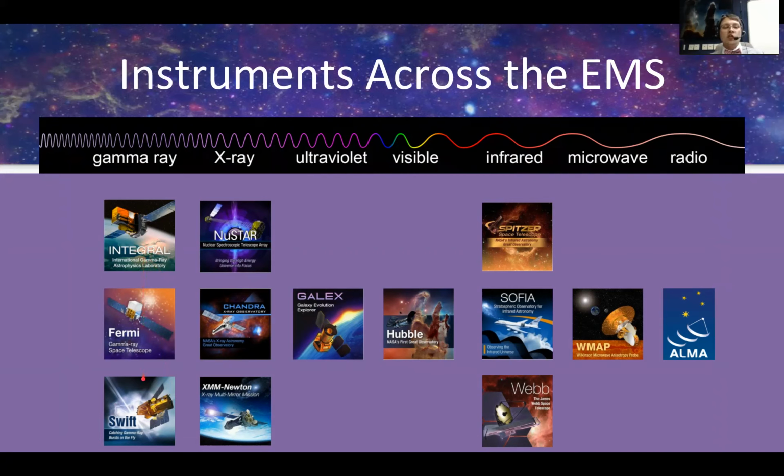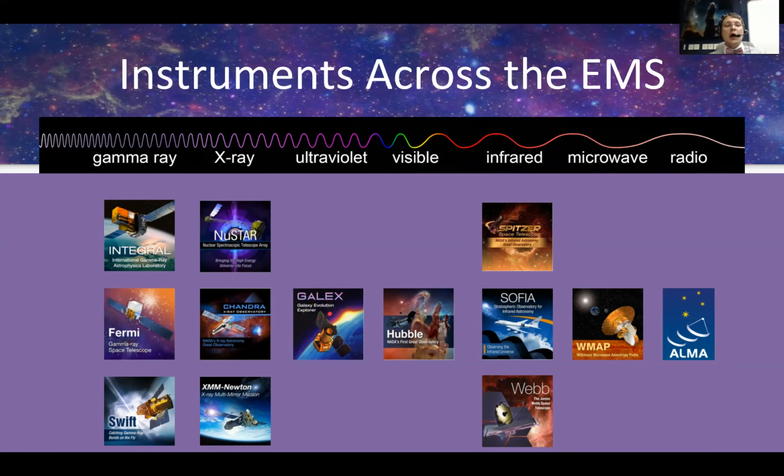Integral, Fermi, and Swift are all meant to collect gamma information from the gamma ray portion of the spectrum. They may have instruments that go into the X-ray or the UV as well, but they're trying to get information there. NuSTAR, Chandra, and XMM-Newton are all missions that are gathering information mostly in the X-ray portion of the spectrum.